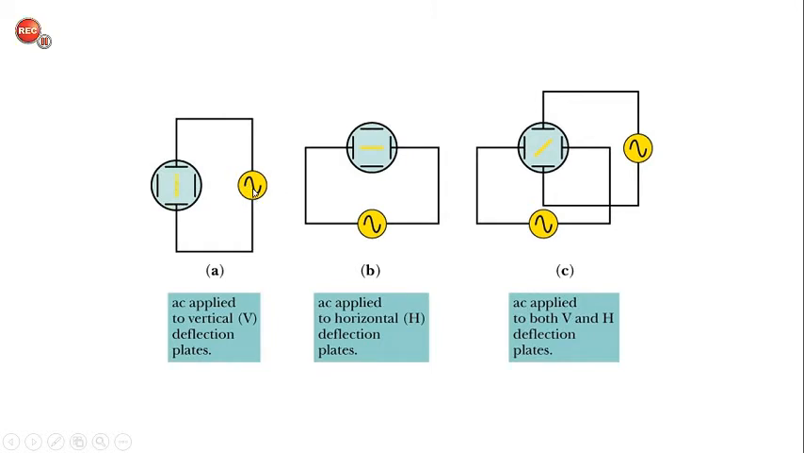And if the sine wave was very fast, if the frequency was high enough, we would just see a line on the screen because it's moving faster than our eye could process. Same thing for the horizontal plates. If we apply a sine wave to the horizontal plates, we'll see a horizontal line. And if we apply sine waves to both plates at the same time, we will see a diagonal line.